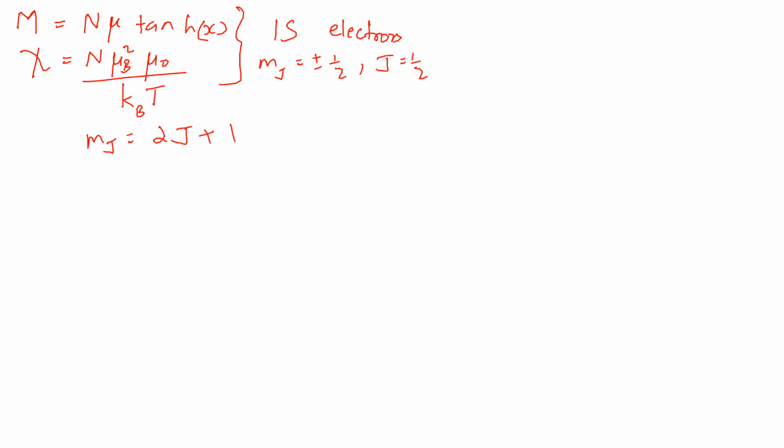So instead of tanh x, we have to use another function. The magnetization M will be N mu, and instead of tanh x, we write a new term, B_J(x). This is for any electron energy level, for any electron system. The magnetization is given by N mu B_J(x), where this B_J is called the Brillouin function.